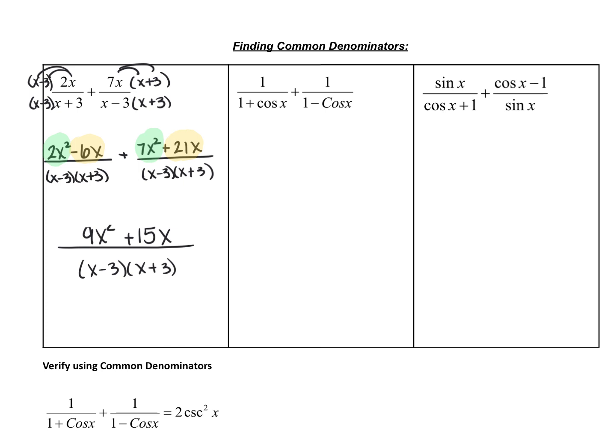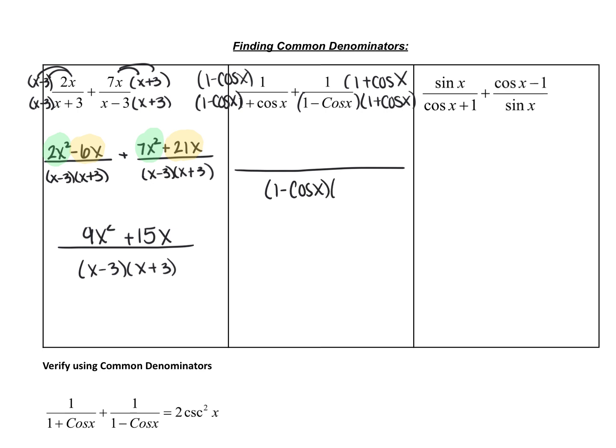Okay, so we can find a common denominator with trig as well. So it's okay that there's a cosine. It makes it a little bit more tricky to look at, but it's the same concept. This here needs a 1 plus cos x. Whatever I do to the bottom, I have to do to the top. And this one here needs a 1 minus cos x. So my common denominator is simply going to be 1 minus cos x and 1 plus cos x.